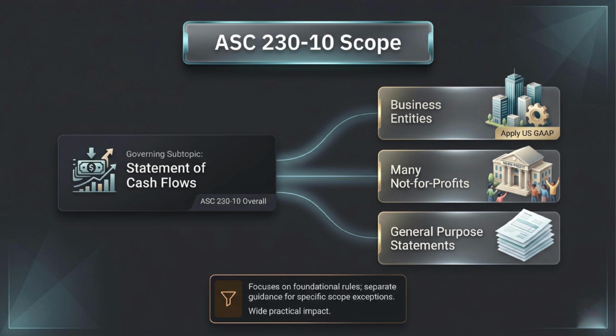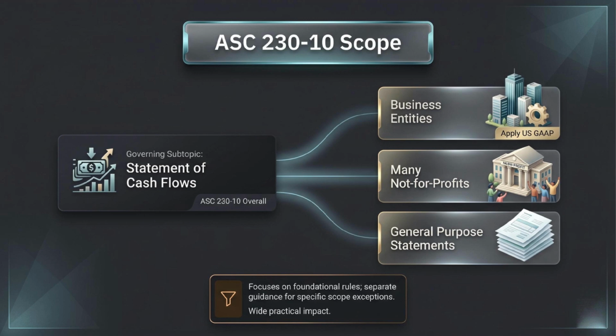ASC 230-10 is the overall subtopic for the statement of cash flows under US GAAP. It provides the broad rules for classification, presentation, and disclosure. Business entities preparing a complete set of US GAAP financial statements generally need a statement of cash flows, and many not-for-profit organizations also apply the requirements in general purpose reporting. This video is focused on the foundational rules that apply broadly. Some scope exceptions and industry-specific differences exist, and we will mention those when relevant in later lessons.